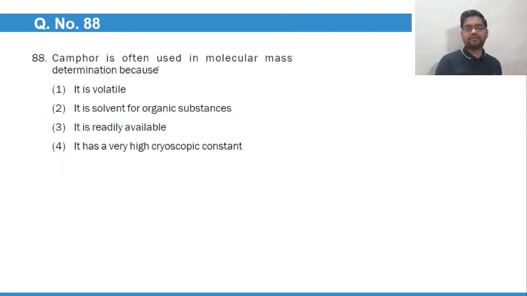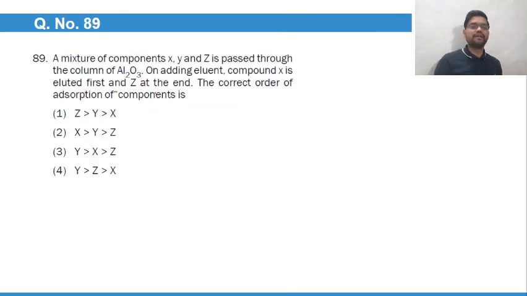88. Camphor is often used in molecular mass determination because it is volatile. No problem in that. So for question number 88, we'll go with option number 1. Now 89. A mixture of components X, Y and Z is passed through a column of Al2O3. On adding eluent, compound X is eluted first. Compound X is eluted first, that means it is present at the bottom of the chromatography column.